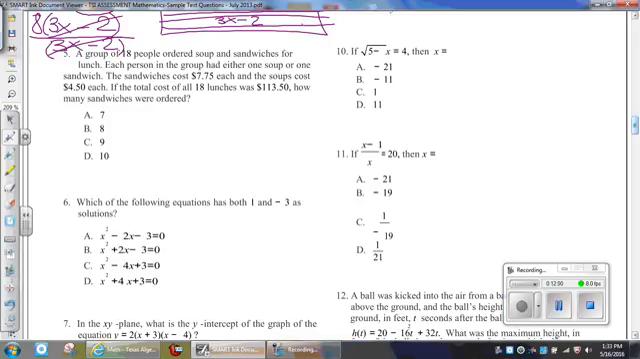Yes. 5, sorry. A group of 18 people organized to make sandwiches for lunch. Each person in the group had either 1 soup or 1 sandwich. Sandwiches cost $7.75 each, and the soups cost $4.50 each. If the total cost of all 18 lunches was $113.50, how many sandwiches were ordered? Okay.